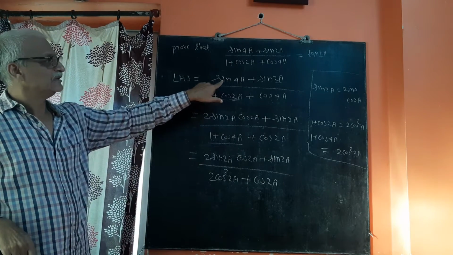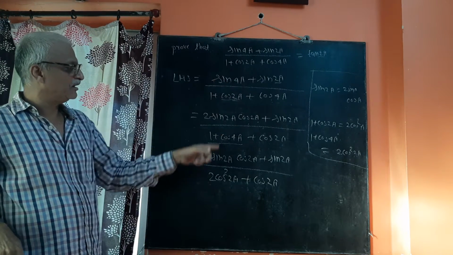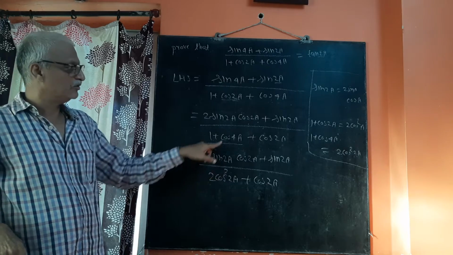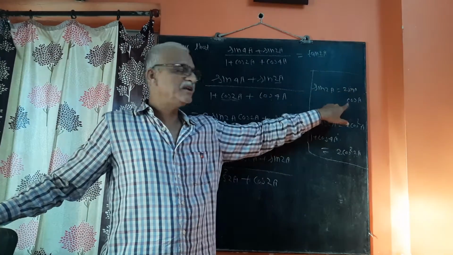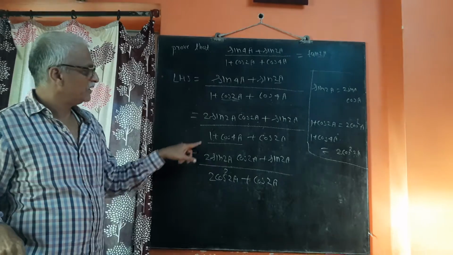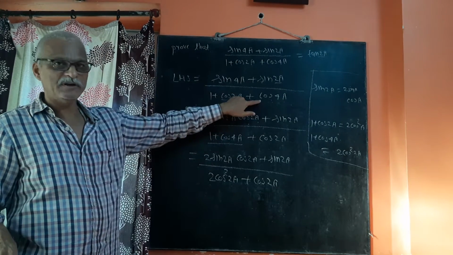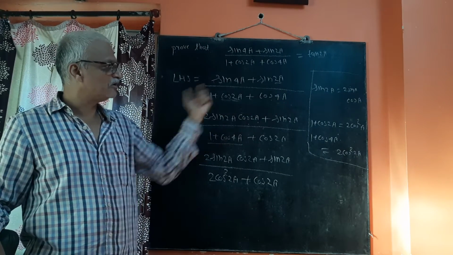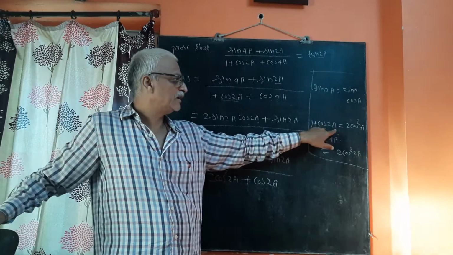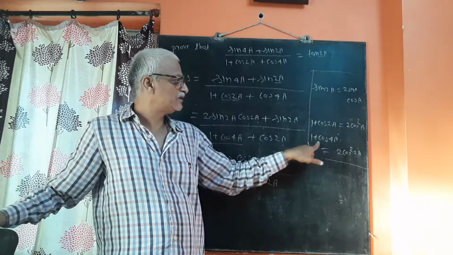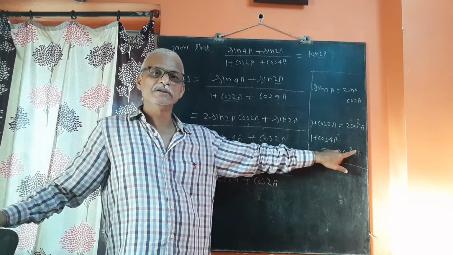We have split sin 4a in terms of 2a, using the formula sin 2a equals 2 sin a cos a. Then we adjusted the terms in the denominator, that is 1 plus cos 4a, because we have to apply the formula cos 2a equals 2 cos square a. That means 1 plus cos 4a equals 2 cos square 2a.